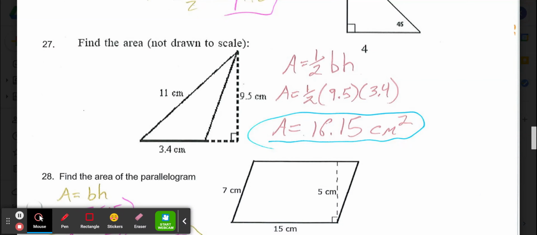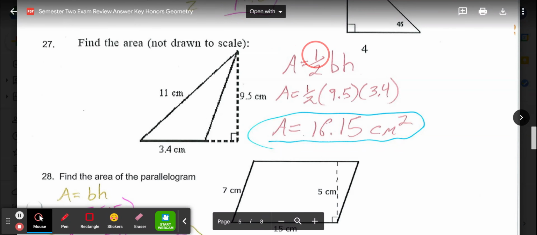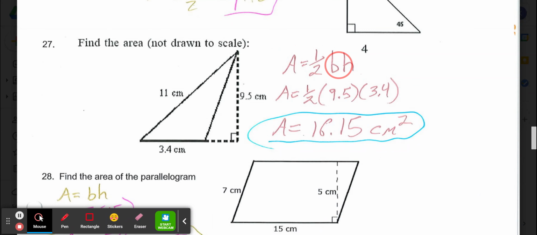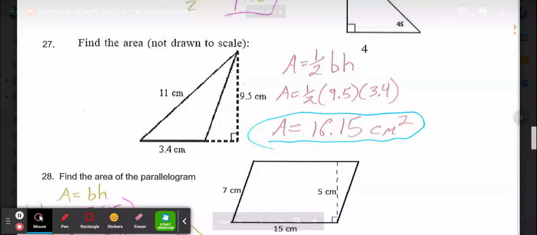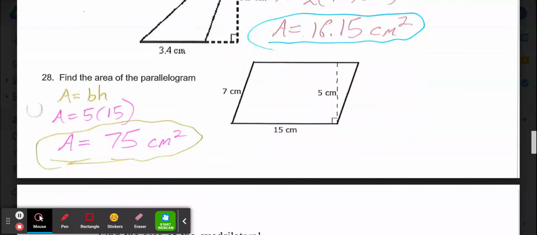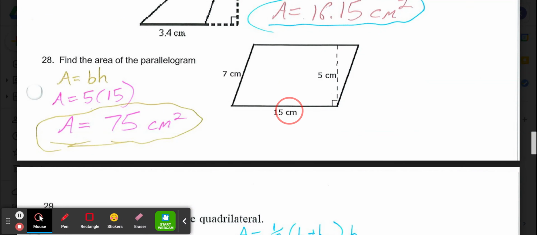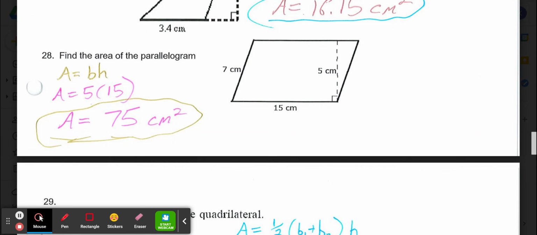27, area of a triangle. Area of a triangle is 1/2 base times height. Remember, base and height have to meet at 90 degrees. So 1/2, 9.5 times 3.4, 16.15 centimeters squared. Area of the parallelogram, 5 times 15, base times height, or 75 centimeters squared.